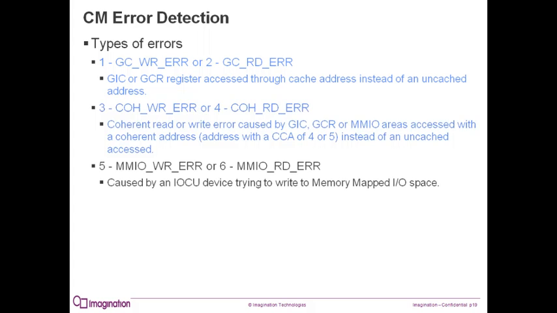Types 5 and 6 are memory mapped I/O read or write errors that are caused by an I/O device trying to write to a memory mapped I/O space. This could happen if the I/O device is accessing itself or another I/O device by using the Coherency Manager.